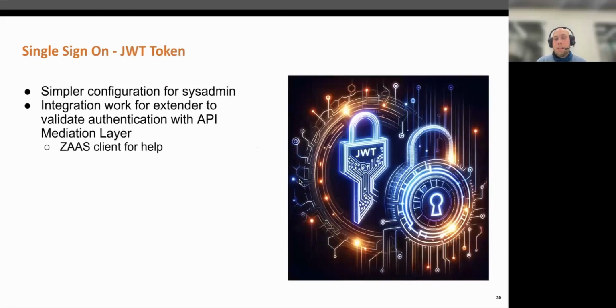The second one is the JWT token. This is the easiest one for the administrator, because for the administrator or the sysprog or anyone, there's no change. They just don't do anything, and it works. The bad part is that you as the service provider need to do some work, because you need to accept the JWT token and validate with API mediation layer that it's actually correct. Like, you don't have to, but if you are a security aware person, you always should validate. You should be very careful with your trust. The SAF client is the Java library that can help you with delivering this functionality.